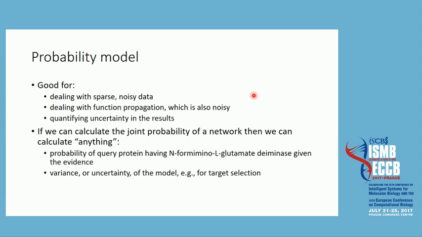In other words, we can ask what's the probability of a query having this N-formamino L-glutamate deaminase activity, or we can even calculate cool things like the variance or uncertainty in the model to help us with target selection, which is trying to find out which proteins we should subject to further study.